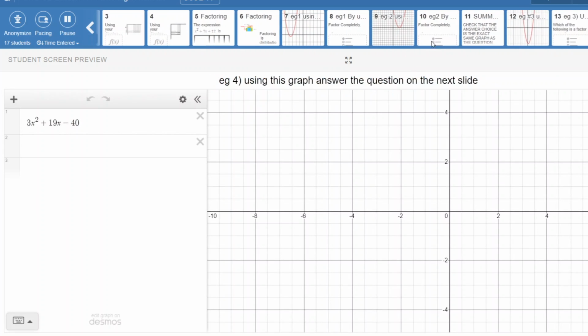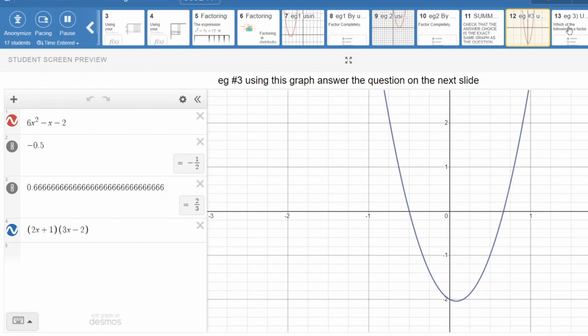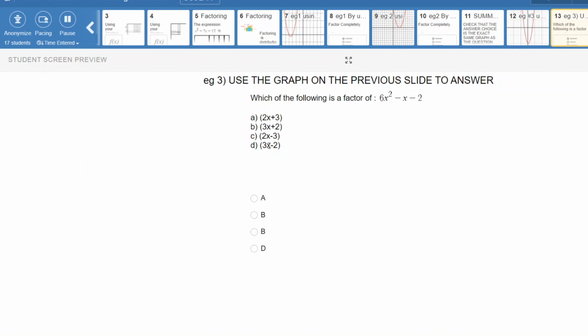This time it only asked for one factor. Whoops, I didn't actually select the answer here, so let's go look back, see what the answers were. 2x plus 1, 3x minus 2. So there's 3x minus 2, so we can select answer choice D.